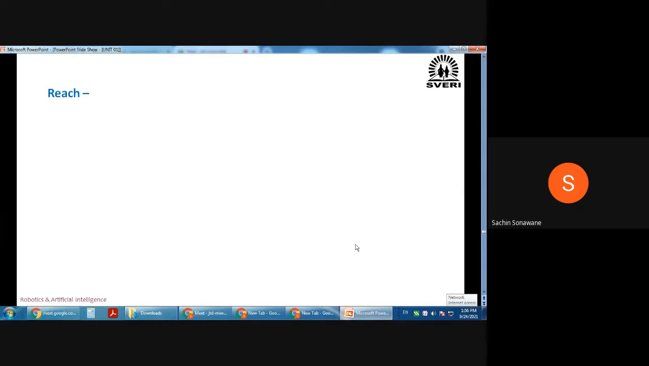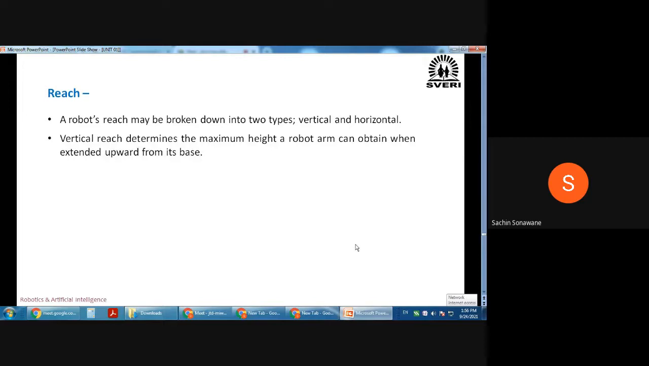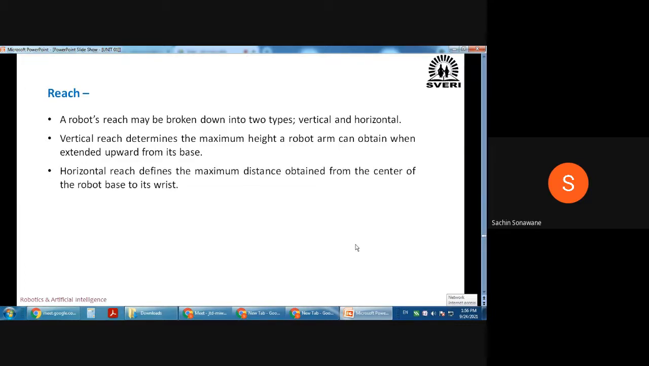Now reach. A robot's reach may be broken down into two types. First is vertical and second is horizontal. Vertical reach determines the maximum height a robot arm can obtain when extended upward from its base. Horizontal reach defines the maximum distance obtained from the center of the robot base to its wrist. A robot's reach can determine the scope of its work envelope.